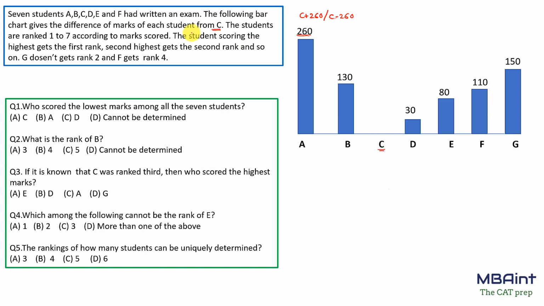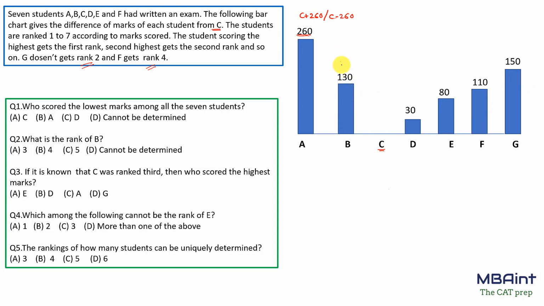Now the student scoring the highest gets the first rank, the second highest gets the second rank, and so on. Now what further information we have? That G does not get rank 2 and F gets rank 4. Fine. So similarly for every other person, we can have two scores possible.